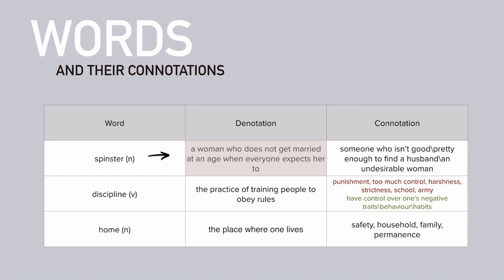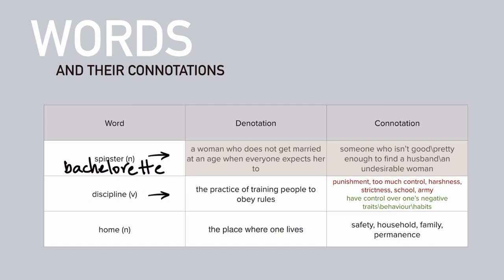Why it's not is because of the connotation. Because it suggests a woman who isn't good or pretty enough to find a husband. So basically an undesirable woman. So if you call someone a spinster, not only will you sound very old-fashioned, but you will offend that lady because it's an offensive word. There was a time when ladies who didn't get married were called bachelorettes, but nowadays we simply call them single because it's a gender neutral word. Anyone can be called single and it doesn't have any positive or negative connotations.